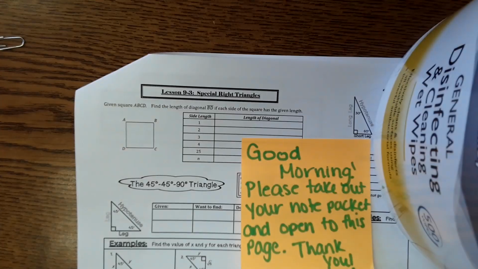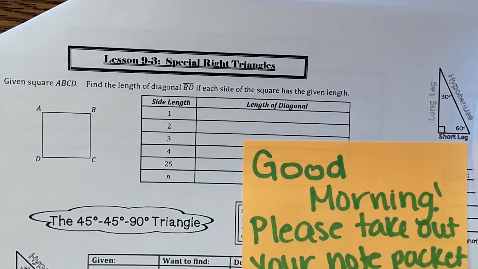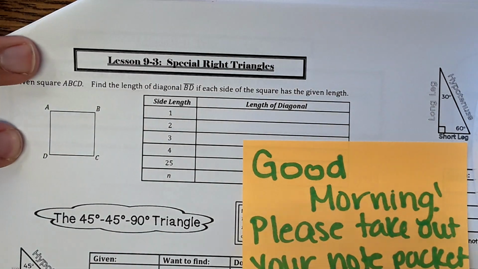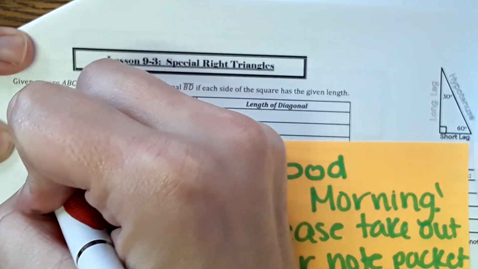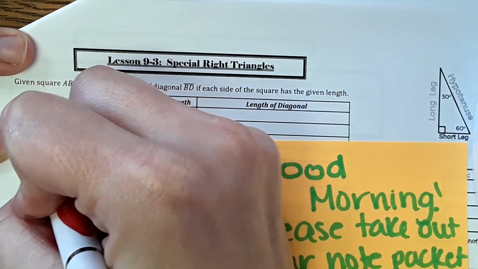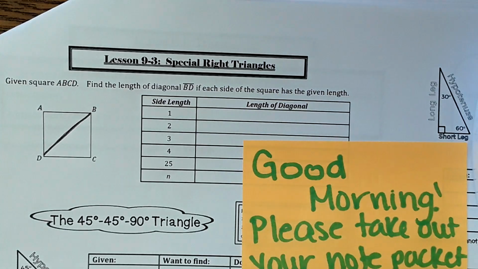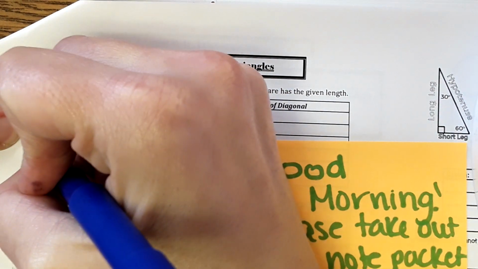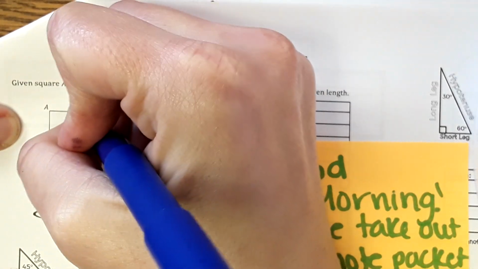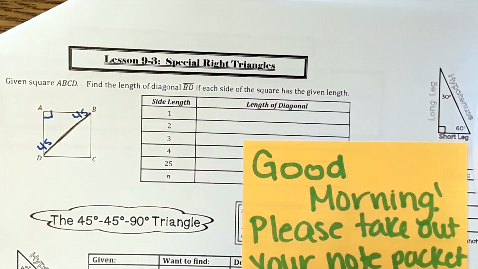Okay, so starting at the top of the notes, it actually starts out with a square, and you might be thinking, okay, what does a square have to do with what she just showed us? Well, it says find the length of the diagonal of the square. So diagonal from B to D right here. Okay, with that diagonal, then you have the triangle that's the 45, 45, 90-degree angle.